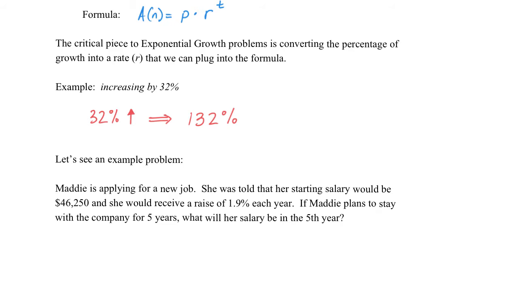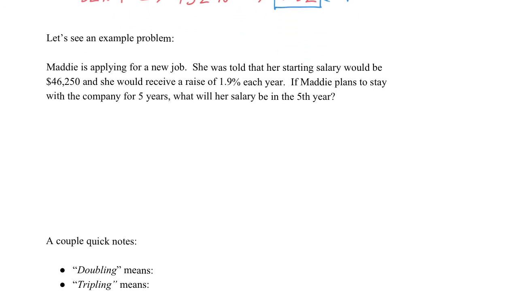That's what it means. But we don't put percentages into our formula. We have to change our percentage into its decimal equivalent, which we do by dividing by 100. So here we added to 100%, and then we divide that number by 100, and we get 1.32, and this is r. That's what's going to go into the formula.